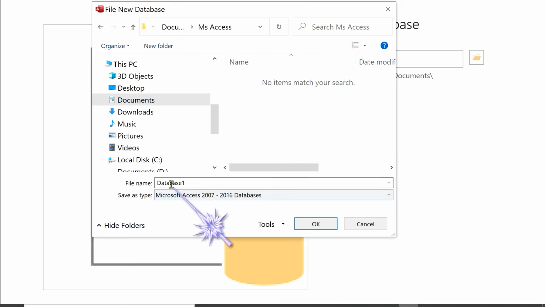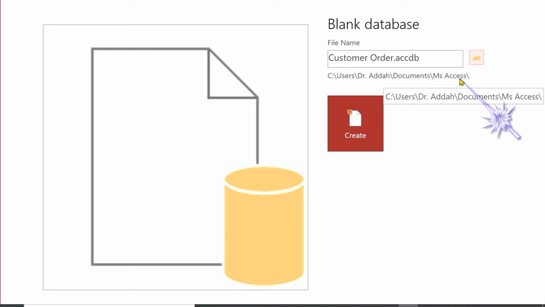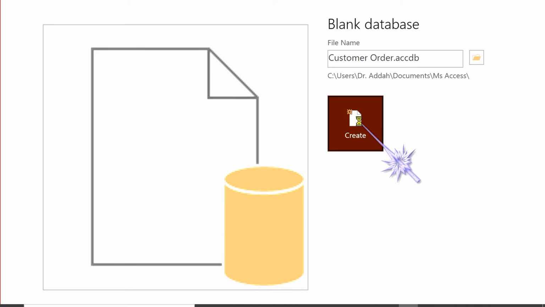So let's give it a name here. Just click on that once. Let's call it customer order database. Click on OK. Good. Can you see this customer order? And it's located in the MS Access folder. Now click on create.